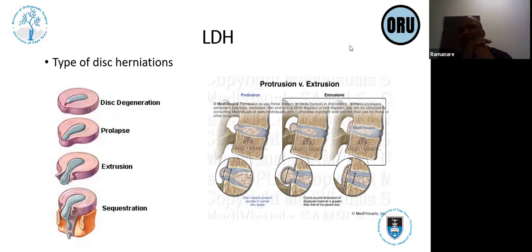Sequestration just means that the disc fragment that has herniated out is no longer in continuum with the actual disc in the disc space. So there's a separation between the herniated fragment and the main disc. That's your sequestrated disc.